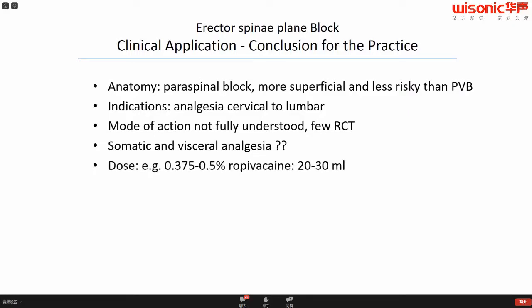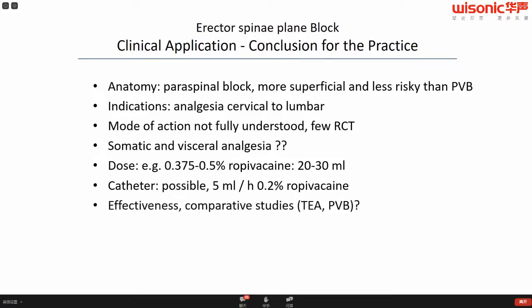It's a high volume block, and usually we should use at least 20 ml of local anesthetic, for example 0.375 or 0.5% ropivacaine, or you can also use bupivacaine. The insertion of a catheter is possible. If you use a catheter, you can use ropivacaine 0.2% at a continuous rate of 5 ml per hour.